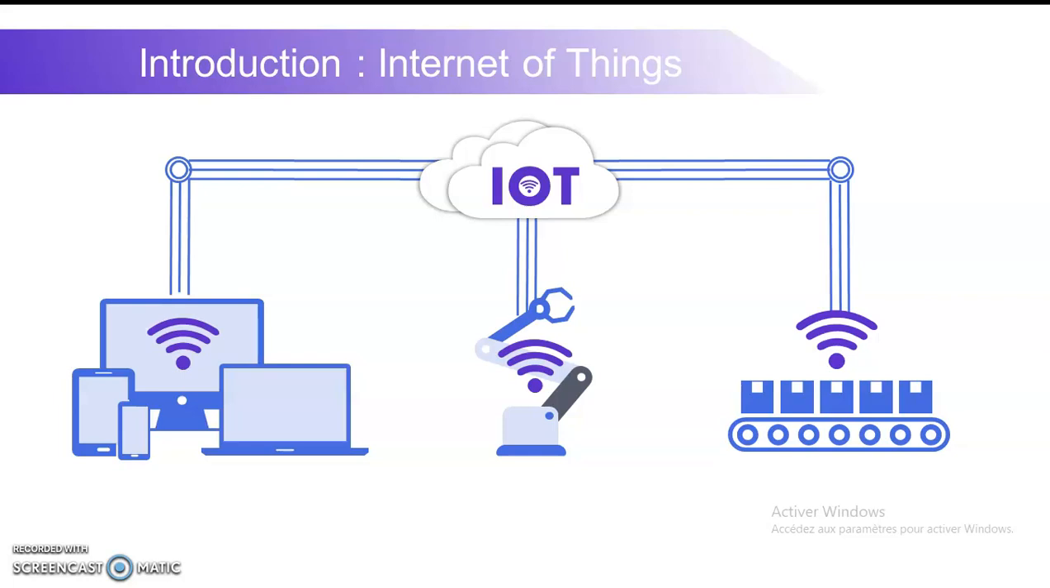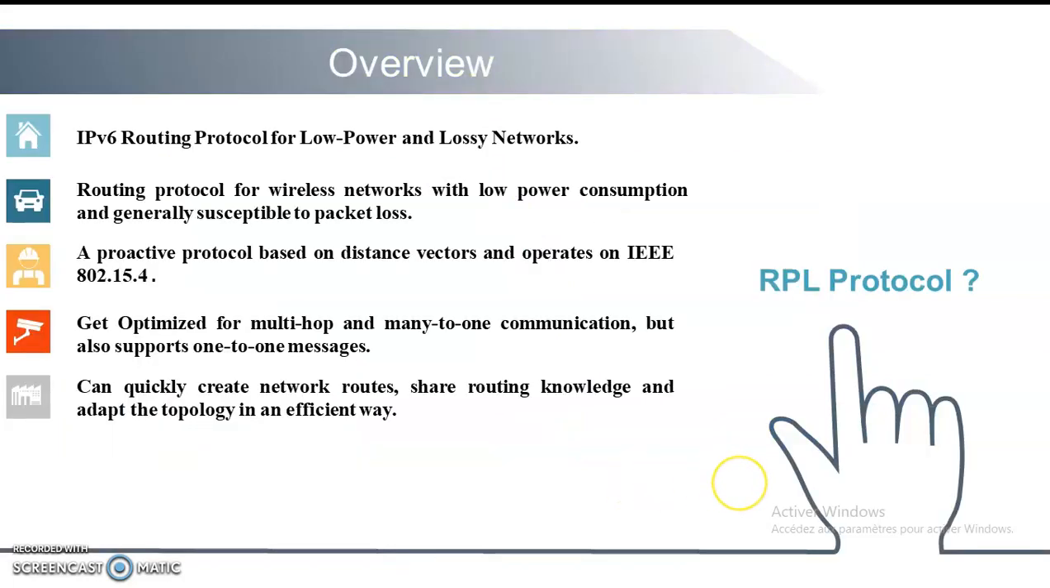Traditional routing protocols like OSPF are not really suited to this situation. These constrained devices require a specific routing protocol that allows them to communicate over the network. RPL was proposed by a working group from the IETF to overcome the limitations of these devices. It's an IPv6 routing protocol for low power and lossy networks.